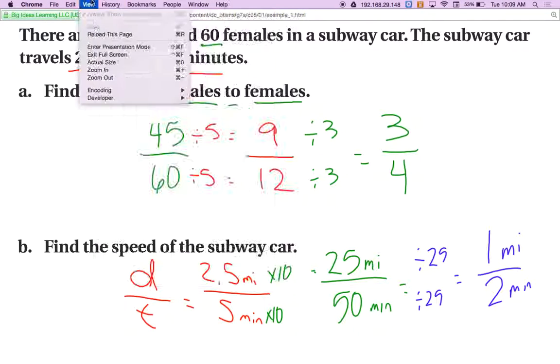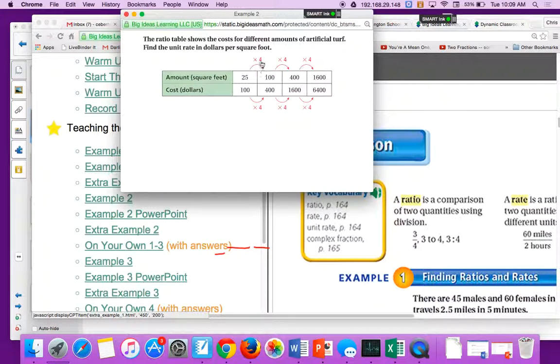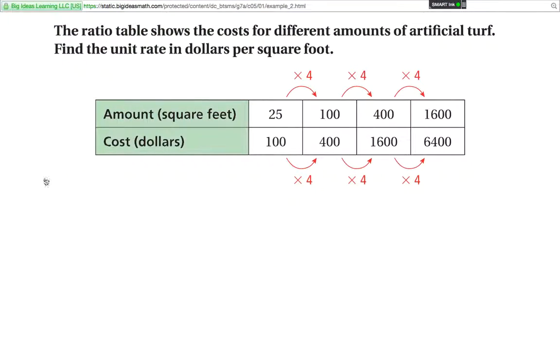The second example is dealing with a table. So this one says the ratio table shows the cost for different amounts of artificial turf. Find the unit rate in dollars per square foot. So the big thing you want to make sure you pay attention to is the units they're using, they want dollars per square foot. Okay, so they have a table here. You can actually just pick one of those that you want to start with and go from there.